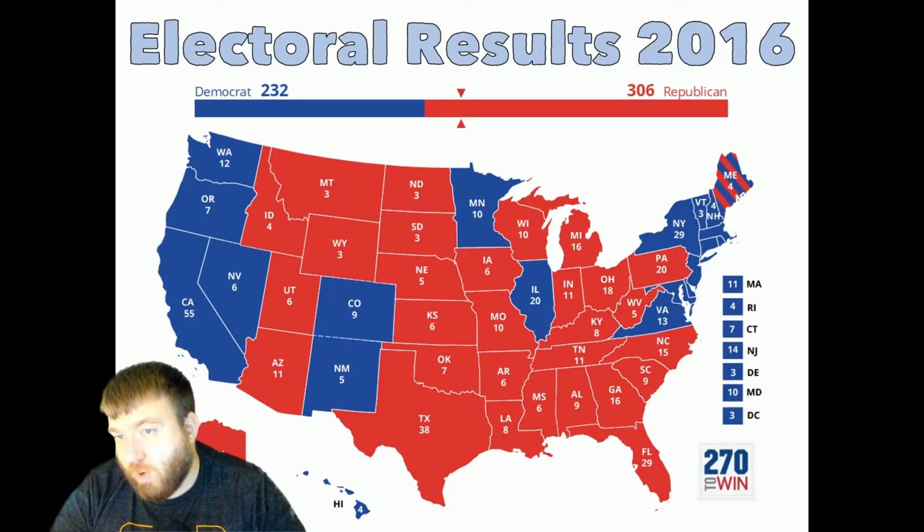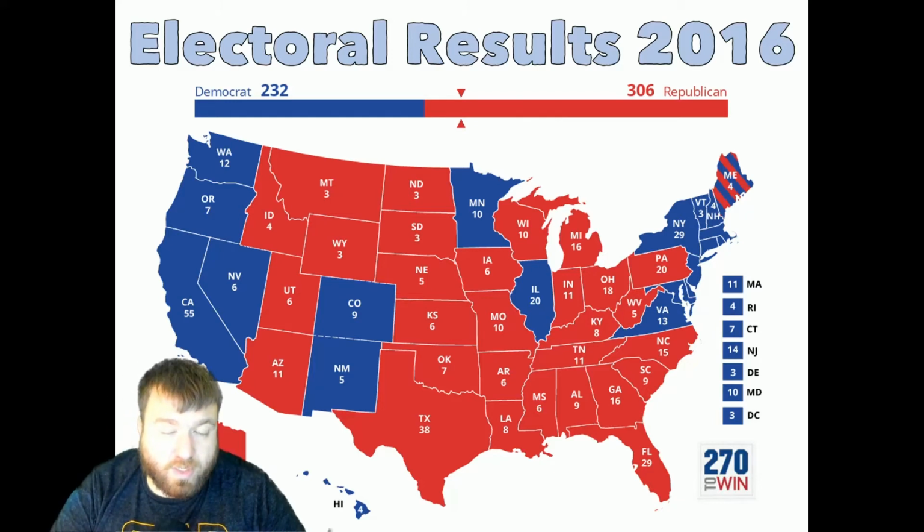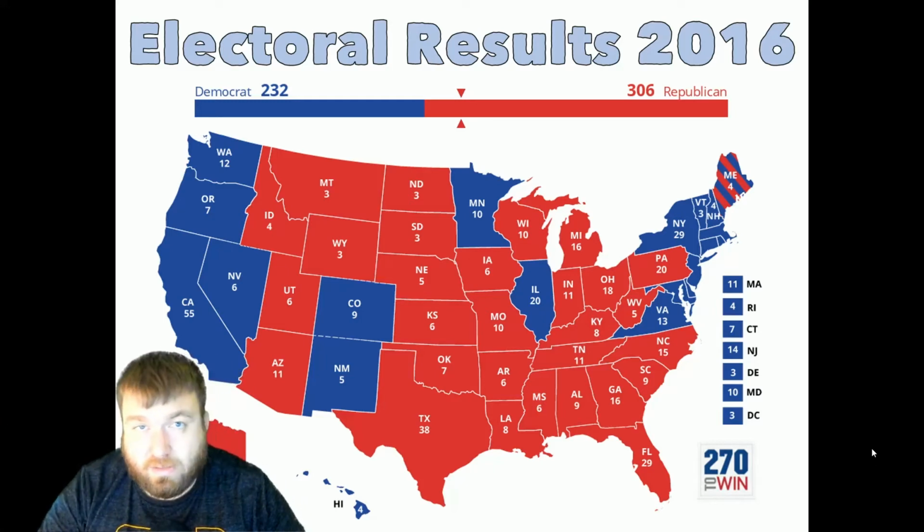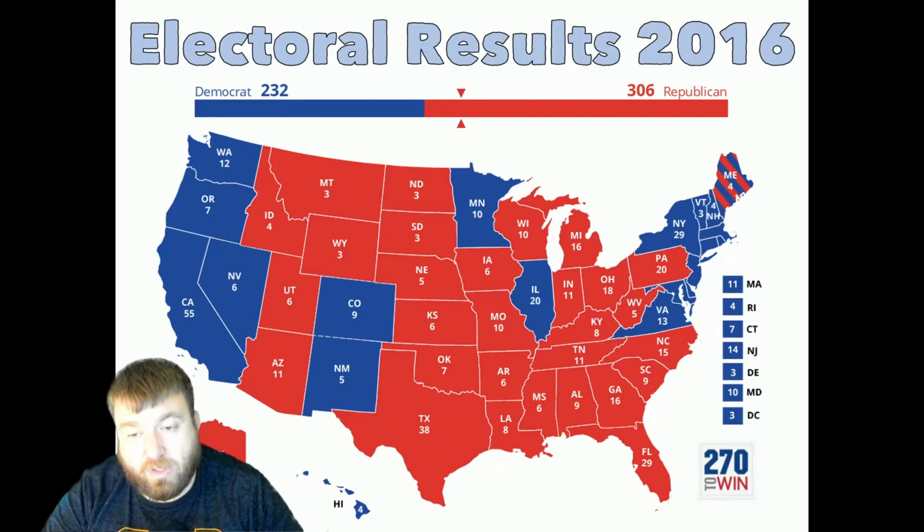If you were tracking the recent election, one website that is often used is called 270 to win. That's why they got that name. 270 is the electoral votes that you need to win.